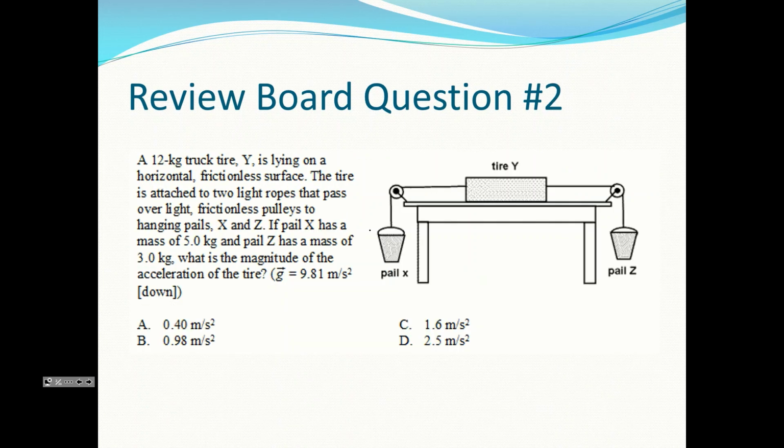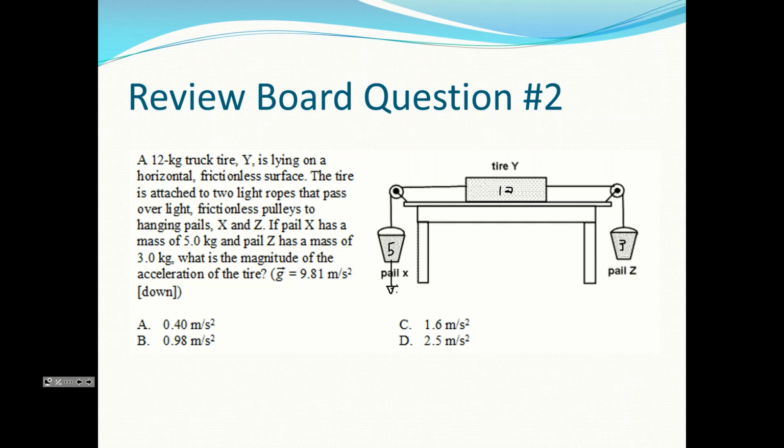A 12 kilogram truck tire Y is lying on a frictionless surface. The tire is attached to light ropes that pass over a light frictionless pulley hanging over pails X and Z. So if pail X has a mass of 5 and pail Z has a mass of 3 and the tire is 12 kilograms, well, first thing we need to do is draw a free body diagram.